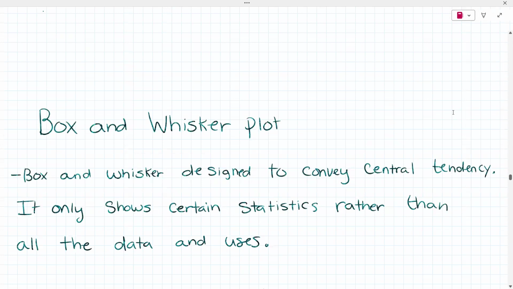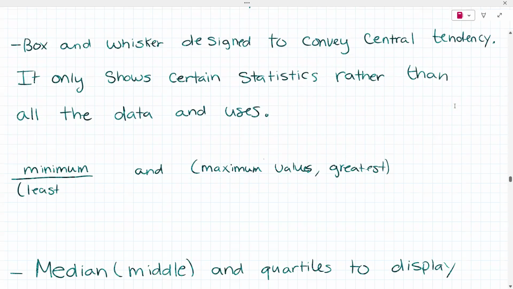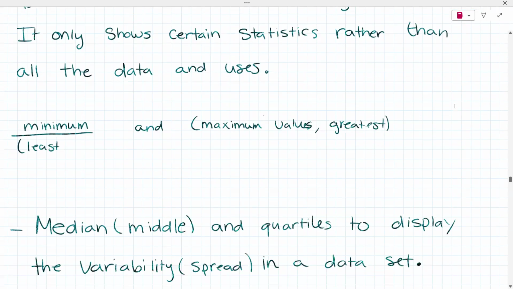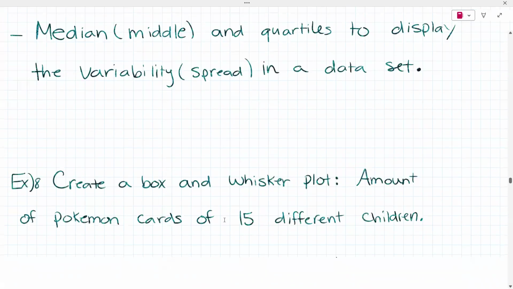A box and whisker plot is designed to convey the central tendency and only shows certain statistics rather than all the data. So what we need is the minimum and maximum values, from greatest to least. We also need the median and quartiles: quartile 1, quartile 2, and I'll show. I'll explain what quartiles are. We need the median and quartiles to display the variability, the spread in the data set.